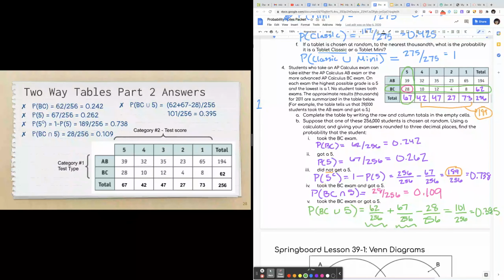All right. So we're going to get into a little bit more detail about this idea of subtracting what two categories have in common in a future video.